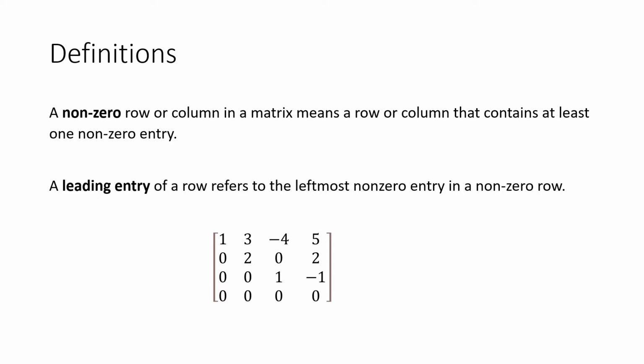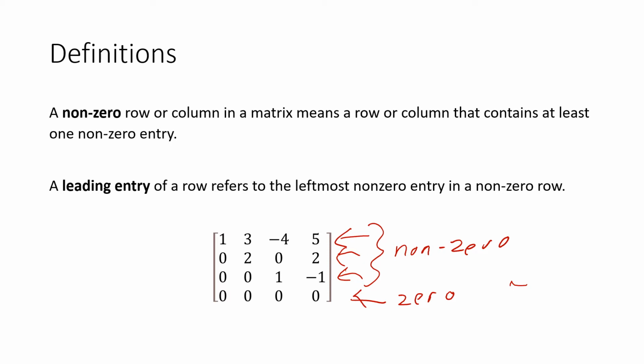So when we talk about a non-zero row or column in a matrix, it's simply a row that has a non-zero entry in it. So in this example, we have the first three rows are non-zero rows. They have something in them other than zeros. That fourth row is a zero row. We're going to be talking more about rows than columns through this course, so we'll be dealing mostly with non-zero rows and zero rows.